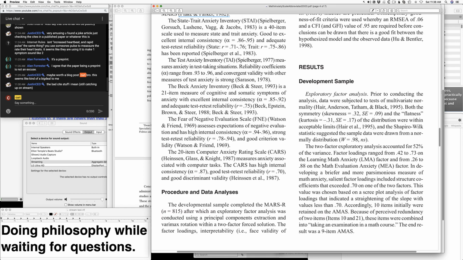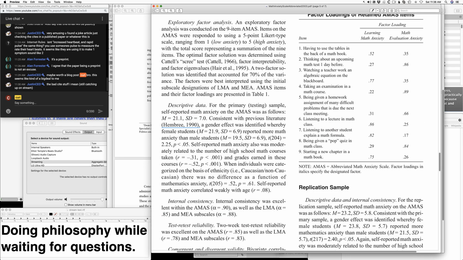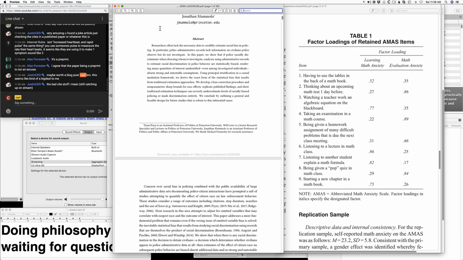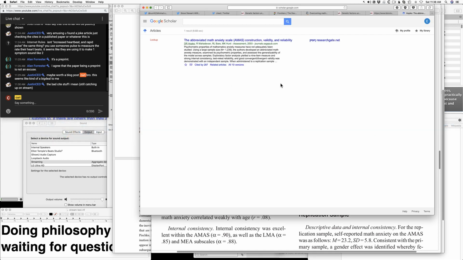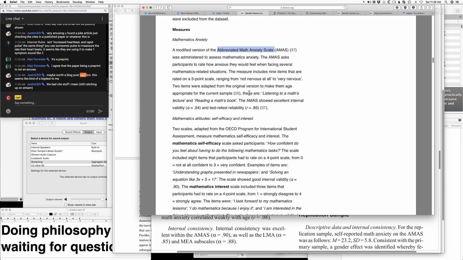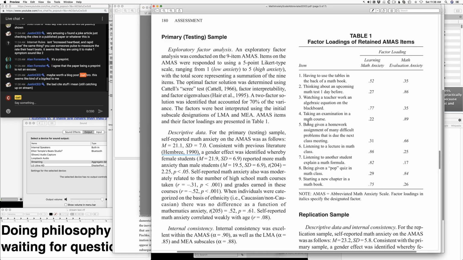Participants, measures. Are we gonna get the 9 things? Oh, here they are. Okay, so we have listening to a lecture in math class. Compare with listening to a maths lecture, or reading a maths book. Where's the reading one? Starting a new chapter in a math book.